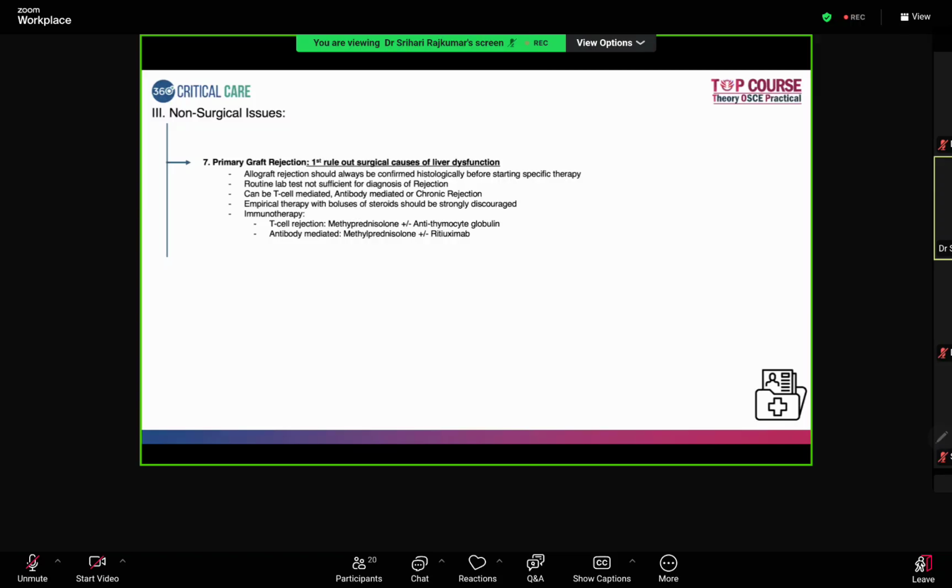So like I said, rejection consists of three types: T cell, B cell or antibody mediated, and chronic. Current EASL guidelines say empirical therapy just with boluses of steroids should be strongly discouraged. So once you make the diagnosis, immunotherapy has to be initiated. For T cell rejection, they say to go ahead with methylprednisolone plus ATG, that is anti-thymocyte globulin.